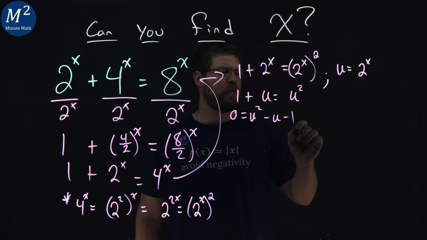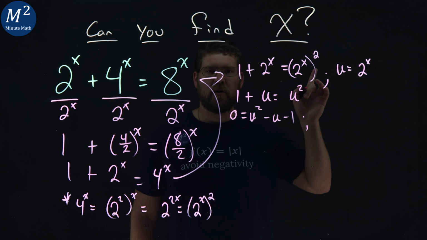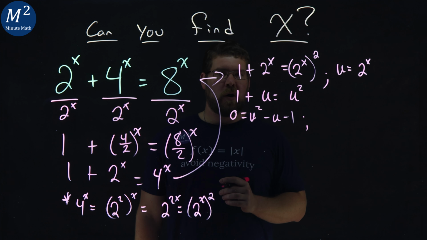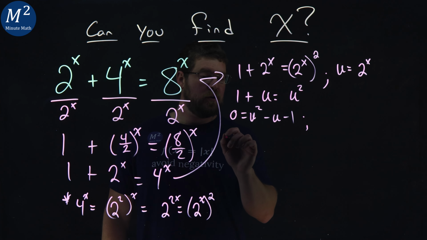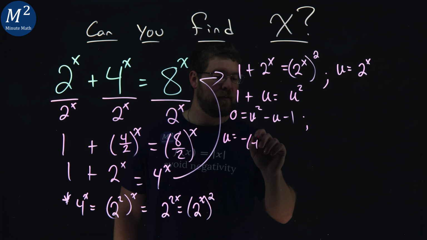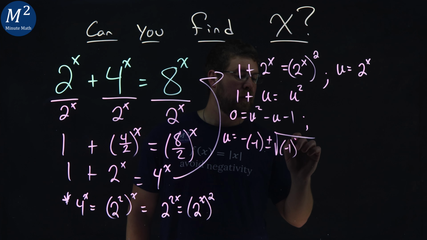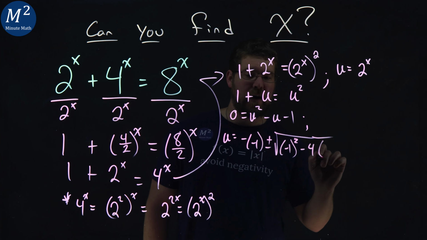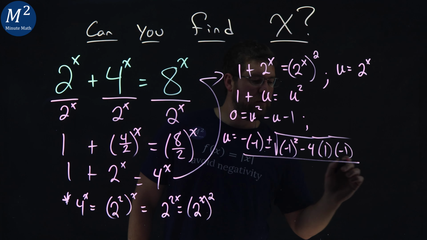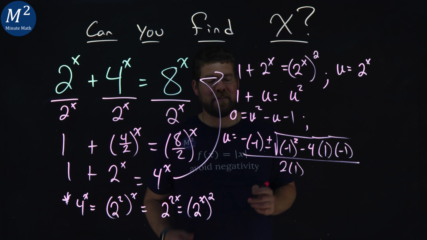Quadratic formula, best friend right there. We have a great video on the quadratic formula, by the way. I'll put it in the card hopefully here and in the description as well. It's our little fun song. All right, u equals negative b, the b value is negative 1, so negative negative 1, plus or minus the square root of b squared, negative 1 squared, minus 4 times a, 1, times c, negative 1, all over 2 times a, 1. All right, hopefully you know the quadratic formula.